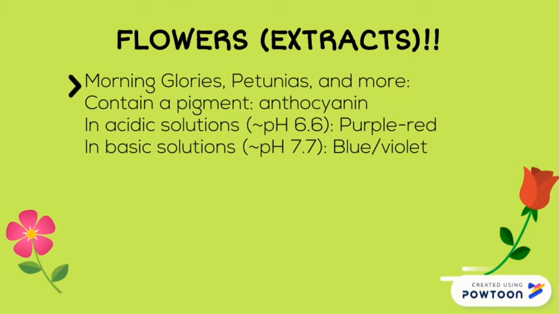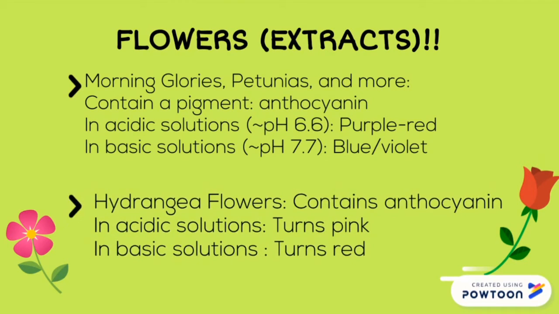For example, morning glories and petunias, which contain a pigment called anthocyanin, turn purple-red in acidic solutions and blue-violet in basic solutions. Hydrangea flowers also contain anthocyanin, but they turn pink in acidic solutions and red in basic solutions.